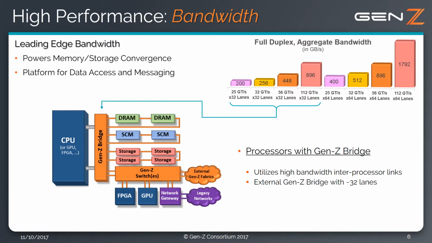Initially, Gen Z will not be integrated into the CPU, but will use an external bridge that provides connectivity between the CPU's high-performance interprocessor or cache-coherent links and the Gen Z links to the rest of the system. A typical bridge configuration would be 32 Gen Z lane pairs and supports either 25, 32, 56, or 112 gigatransfers per second data rates, depending on the generation of technology and markets and workloads being targeted.